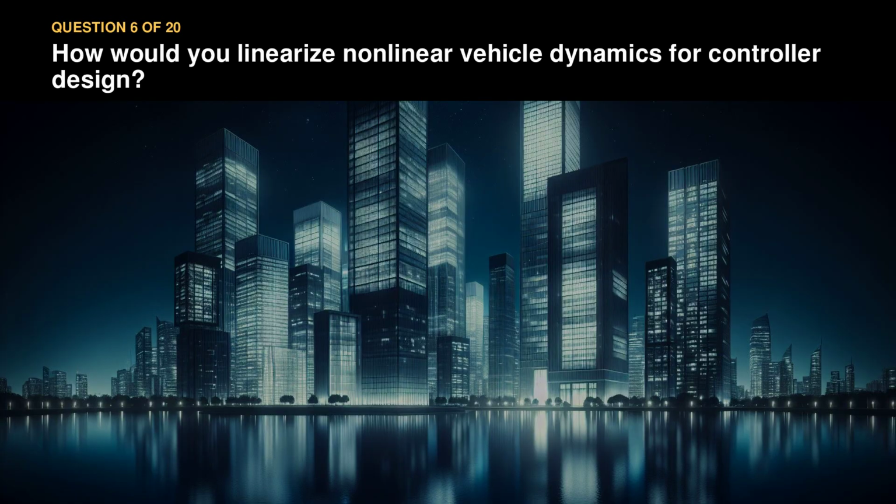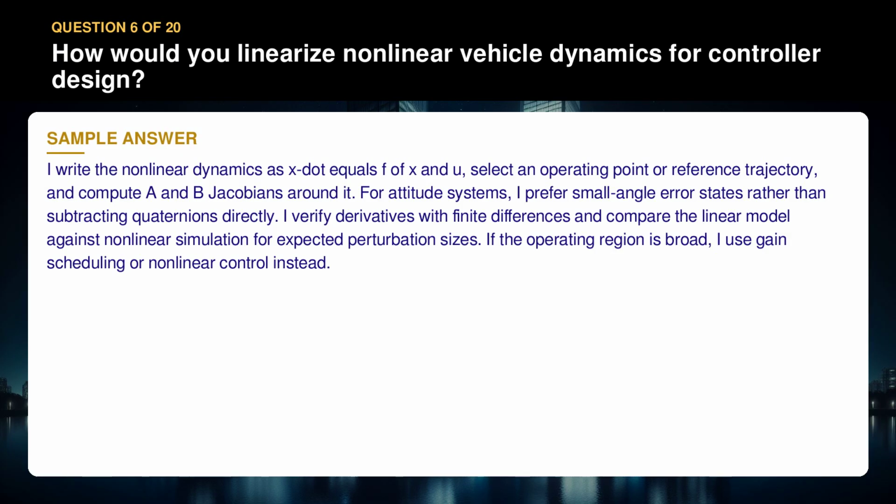Question 6. How would you linearize nonlinear vehicle dynamics for controller design? I write the nonlinear dynamics as x-dot equals f of x and u, select an operating point or reference trajectory, and compute A and B Jacobians around it. For attitude systems, I prefer small angle error states rather than subtracting quaternions directly.